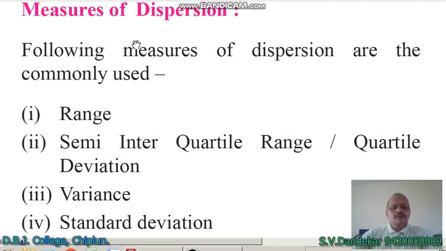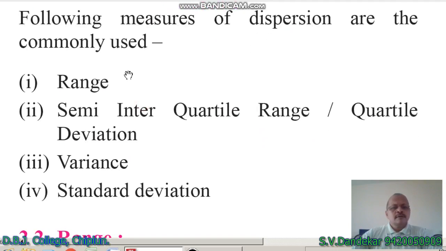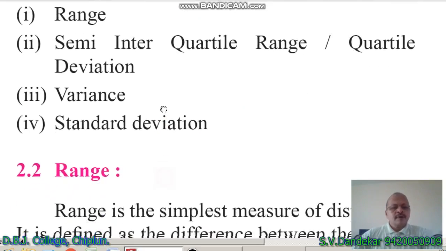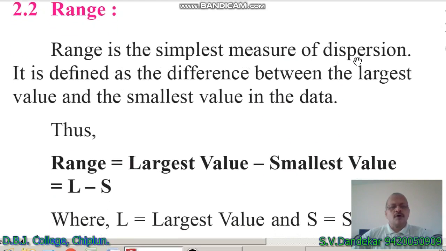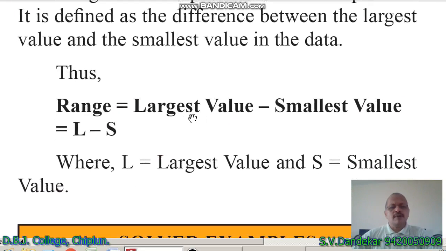The commonly used measures of dispersion are range, semi-interquartile range or quartile deviation, variance and standard deviation. Firstly, range. Range is the simplest measure of dispersion. It is defined as the difference between the largest value and the smallest value in the data. Thus, range is equal to largest value minus smallest value, that is L minus S.